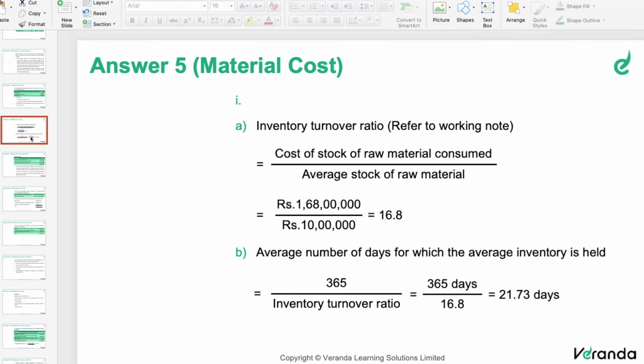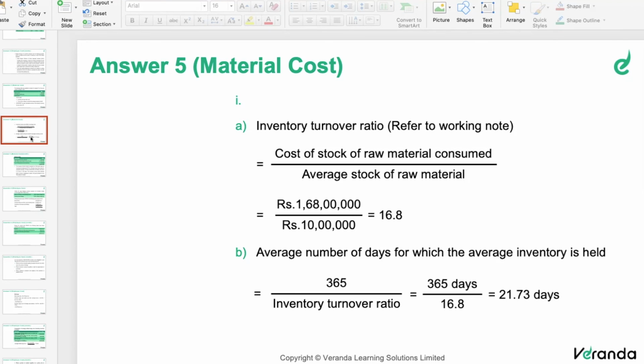2 times. If it times, therefore it comes under time. Am I right? Therefore, once in how many days can you write the exam? 365 by 2 is equal to the number of days. So once in how many days can you write the exam? In the same manner, 365 by 16.8 times is equal to 21.73 days. Understood? This is the average number of days for which the inventory has been held.